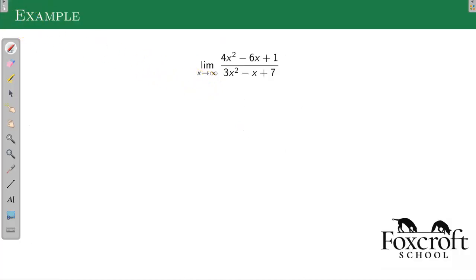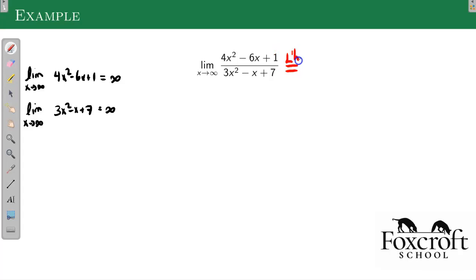All right, so example, I have this limit. This is one of the limits you could do without L'Hopital's rule, but let's say you didn't remember how to do that. Well, I'd say the limit as x approaches infinity of 4x squared minus 6x plus 1. If I plugged really big numbers into this, I would get infinity. Limit as x approaches infinity of 3x squared minus x plus 7. If I kept putting bigger and bigger numbers in, I'd also get infinity. So my two limits are infinity, which means I can do L'Hopital's rule. Again, it's important to declare that you're doing L'Hopital's rule. The limit's going to stay the same.